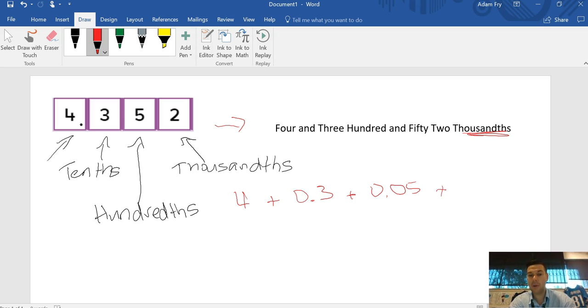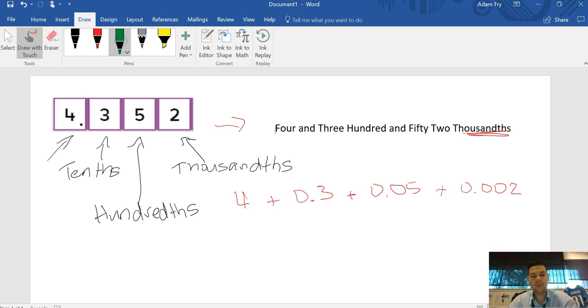Now if we follow this pattern, what do you think our 2 equals? Well, I'm sure you guessed right, 0.002. And that's how we expand this particular decimal fraction.